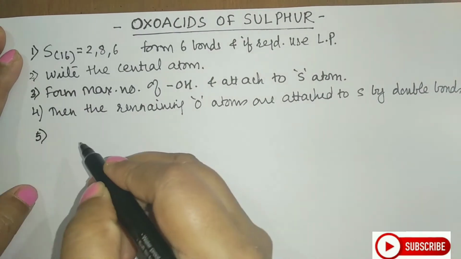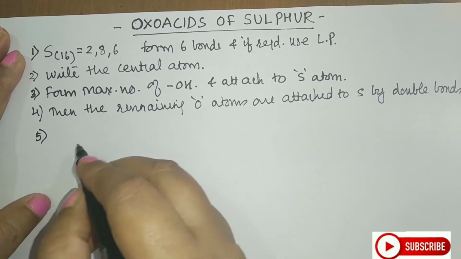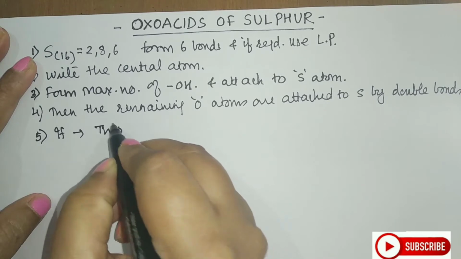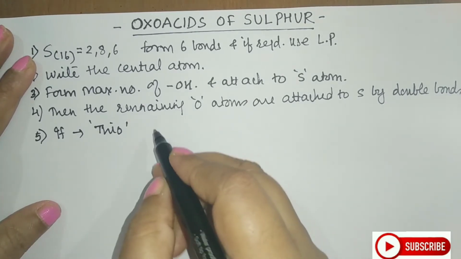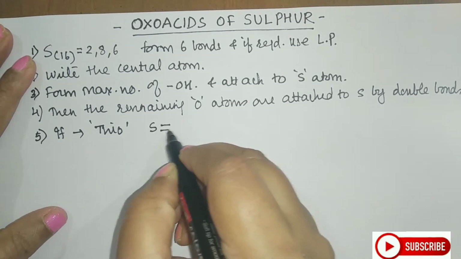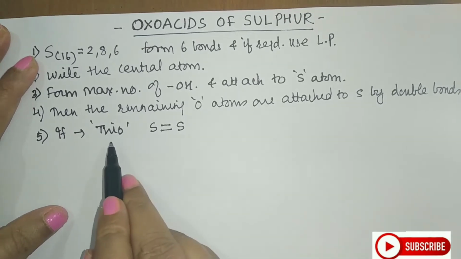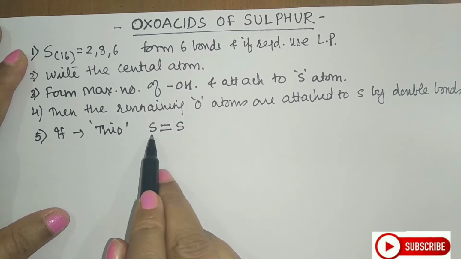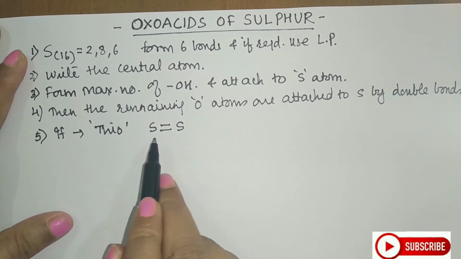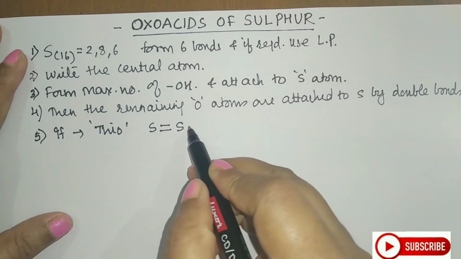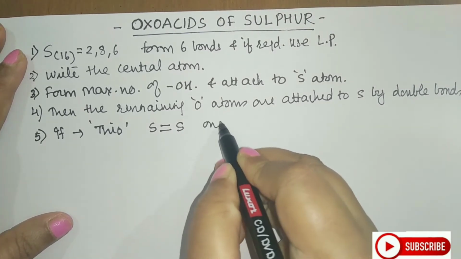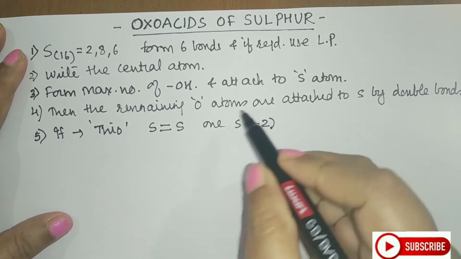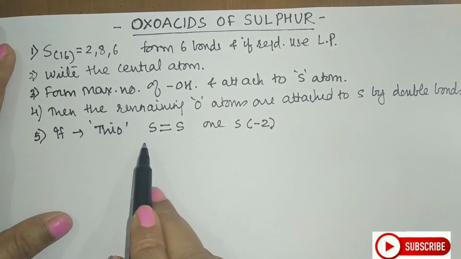Next rule, that is the fifth rule, is if you see the word thio in the given acid, then there must be a sulfur to sulfur double bond. So when the term thio is there in the name of the oxo acid, you have to use the sulfur to sulfur double bond skeleton. Now students, for one of the sulfurs, you have to assign an oxidation state of -2 and for the remaining sulfur atom, the rules will be followed.